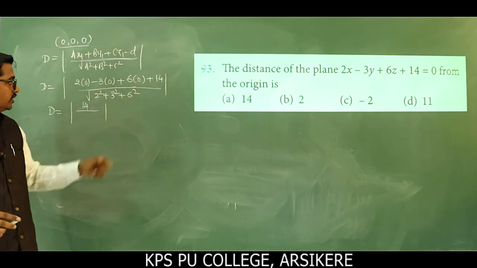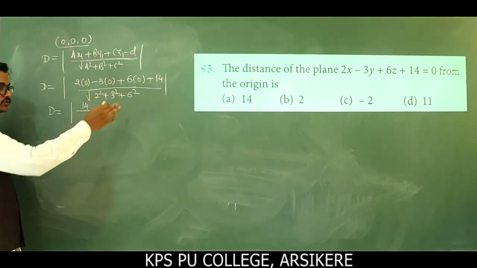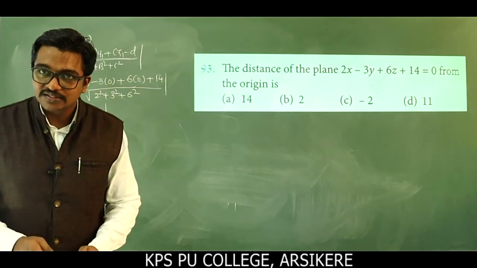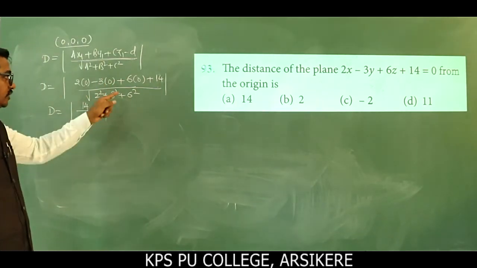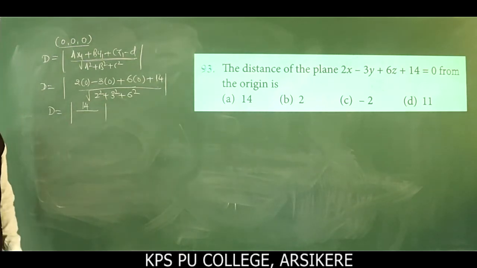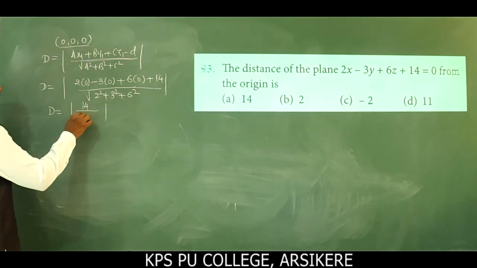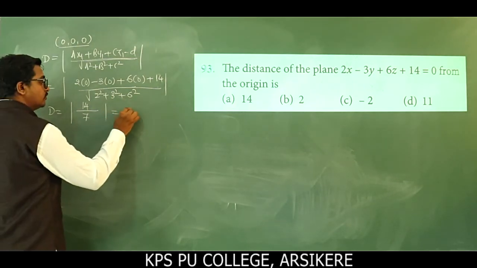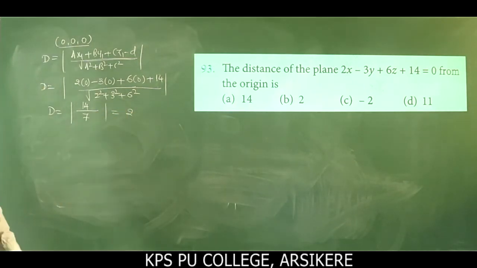0 plus 14 is 14, divided by root of 2 square plus 3 square plus 6 square. 6 square is 36 plus 2 square is 4, 36 plus 4 is 40, 40 plus 3 square 9 is 49. Root of 49 is 7. So 14 divided by 7, the distance is 2 units.